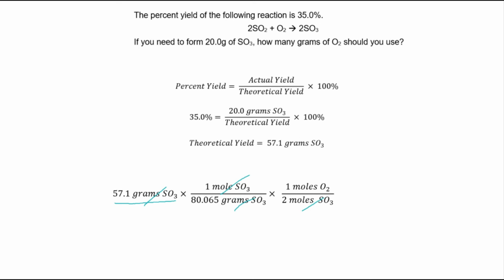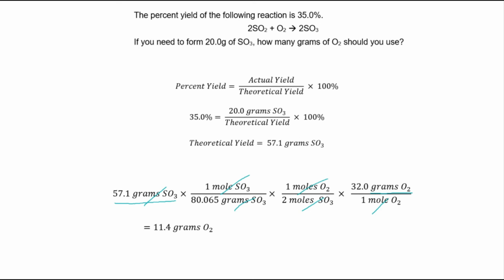But of course, we need to know grams of oxygen, so we have one more step. Using the molar mass of oxygen, this time we make sure our moles of oxygen cancel, and we're left with grams of oxygen. Now putting all this into the calculator, we get 11.4 grams of oxygen.